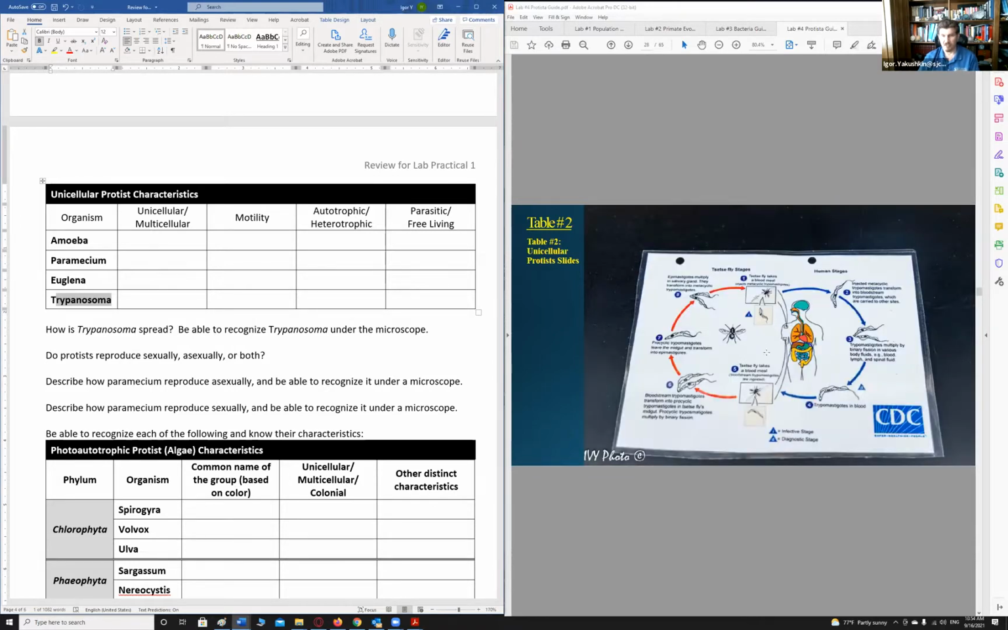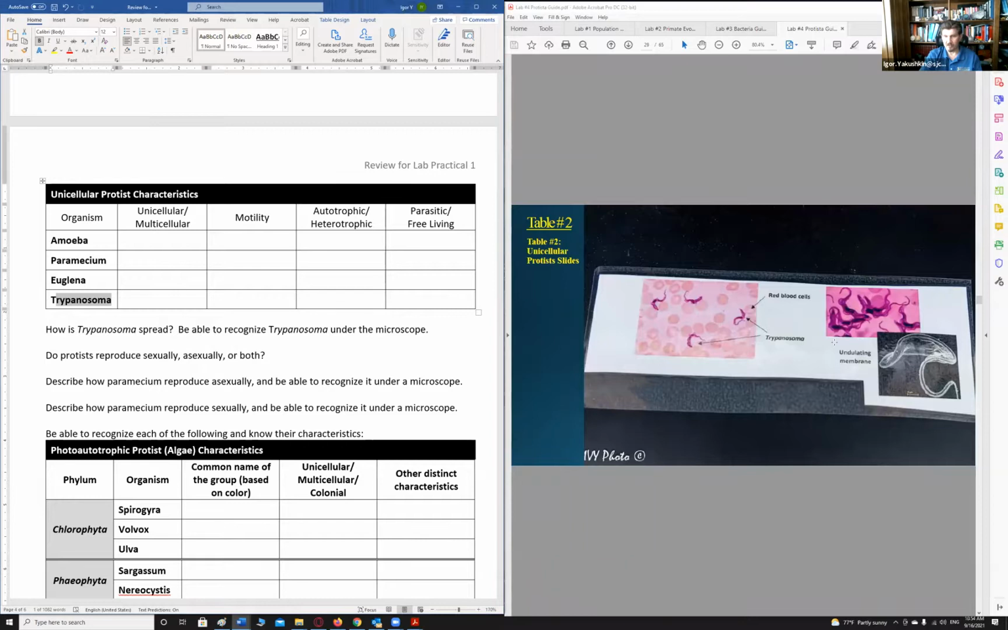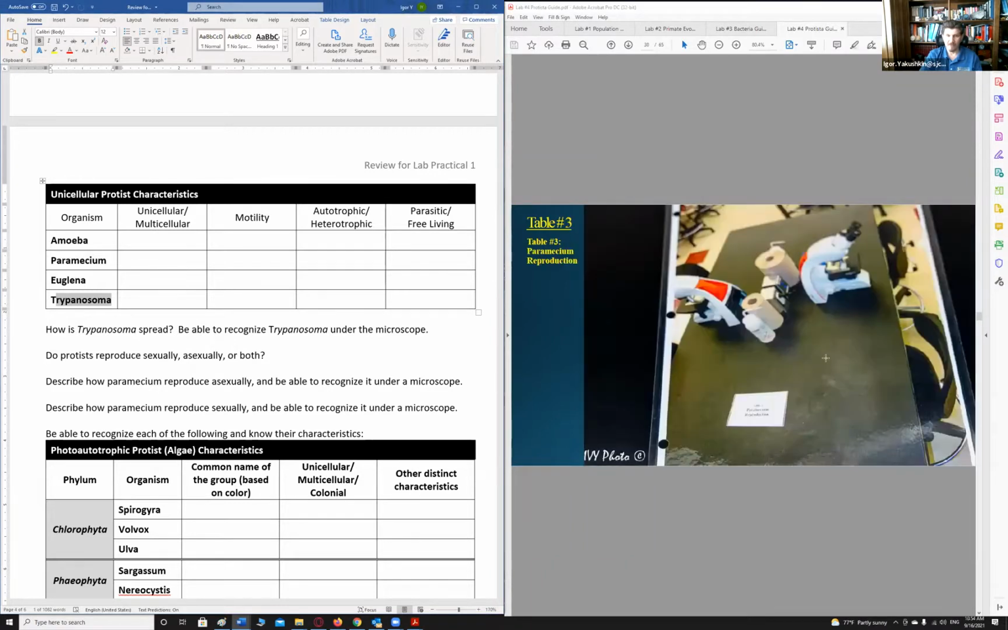If, let's say, a human who has the trypanosoma sneezes or coughs on you, nothing is going to happen. It has to be a blood transfer from the infected to the non-infected person. So here, once again, trypanosomas, red blood cells.